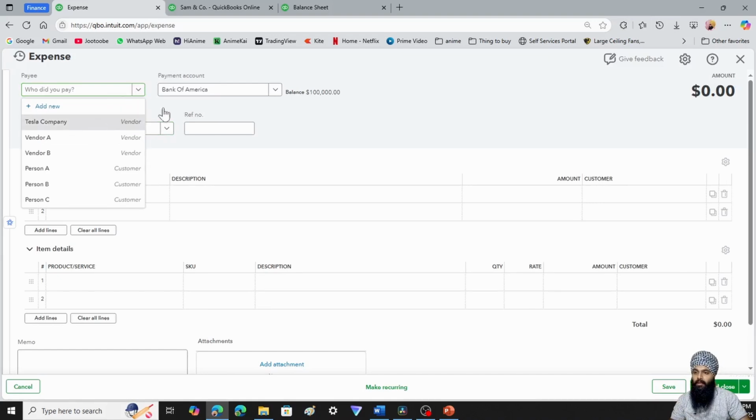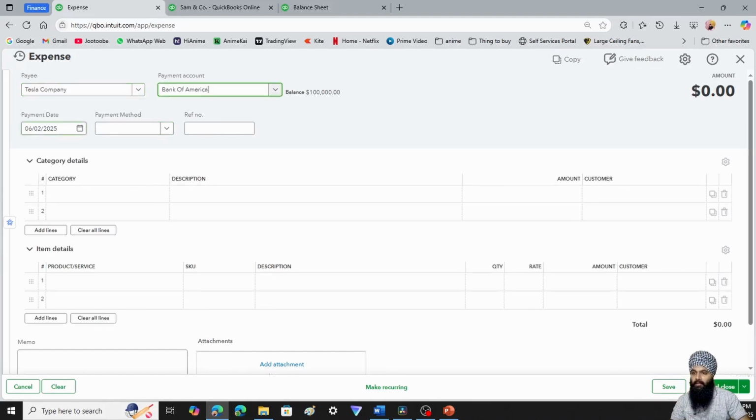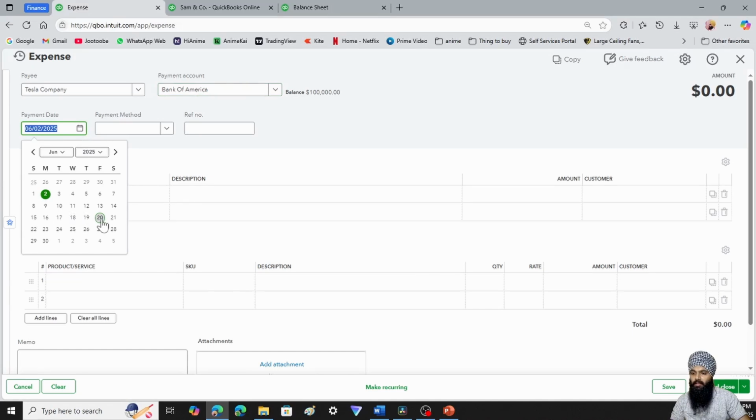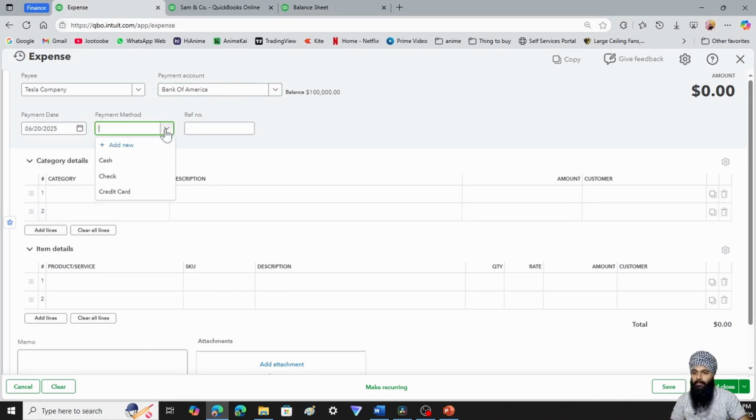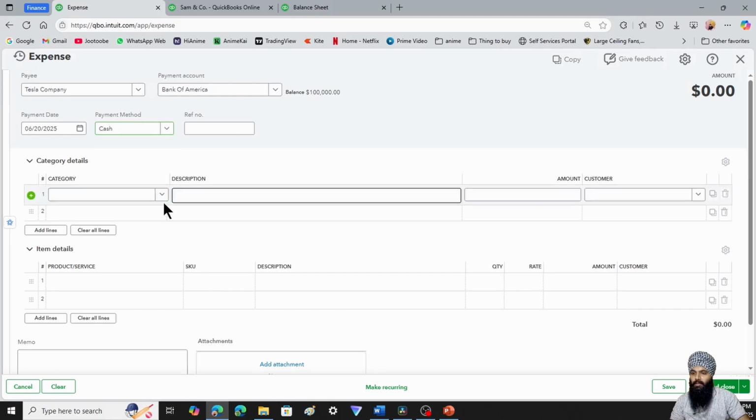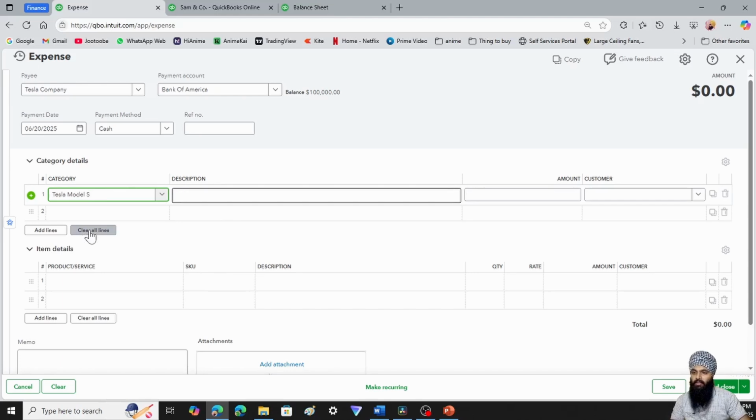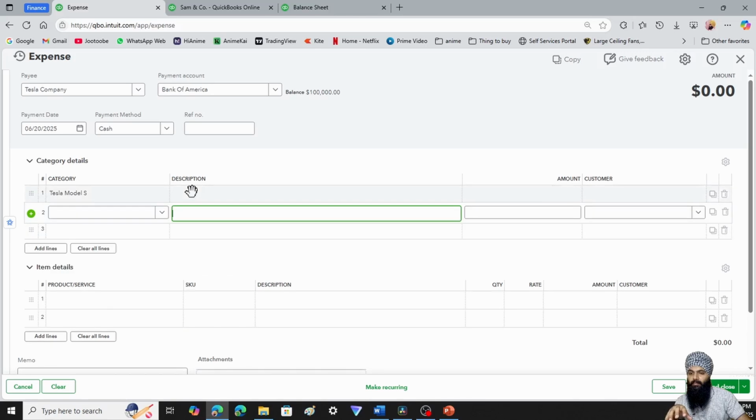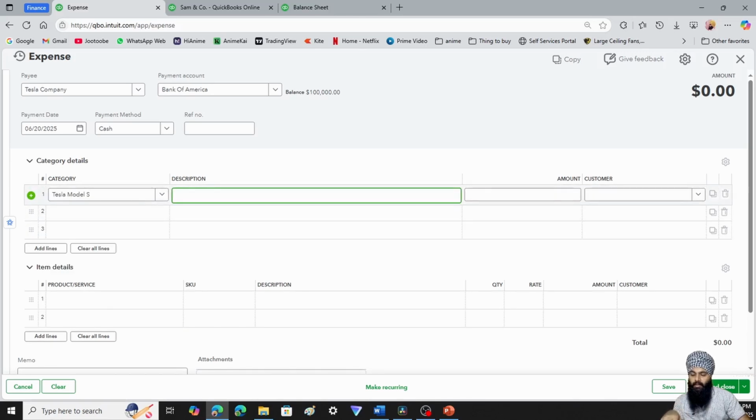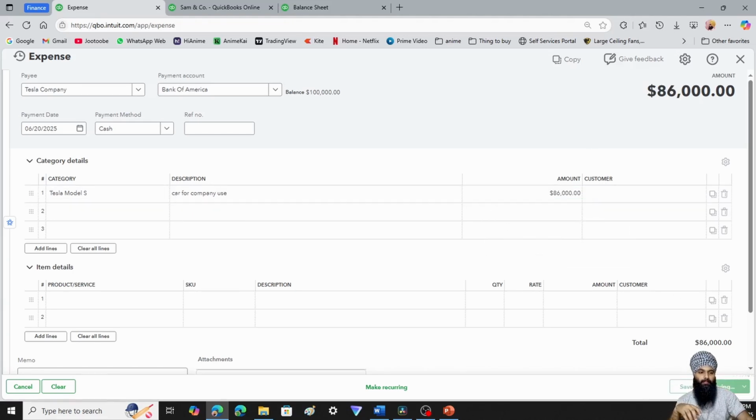Who did you pay? Tesla company from Bank of America. There you can set the date. Payment cash. Okay, category. I already created a ledger of Tesla Model S under fixed asset. Okay. Description, like car for company use. Amount $86,000. Okay. Save and close.